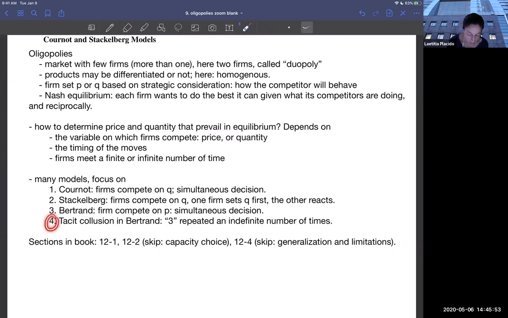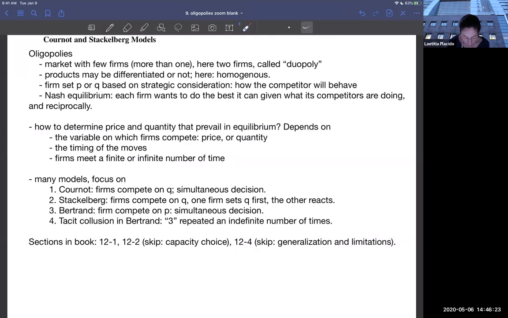The fourth model we are going to cover is a Bertrand model with tacit collusion. Here, we are going to assume that the Bertrand setting repeats an indefinite number of times. And we will see that the Nash equilibrium that emerges will be a collusive equilibrium.